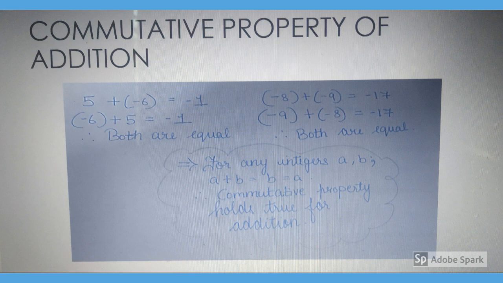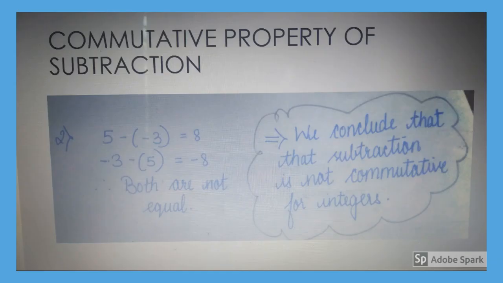So from this we can infer that for any integers a, b, a plus b is equal to b plus a. Therefore commutative property holds true for addition. So this also means that whenever they are rearranged, the answer will be the same. Okay, so that holds true for addition, guys.